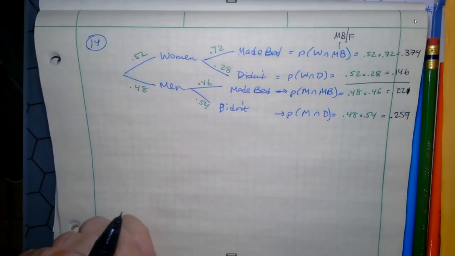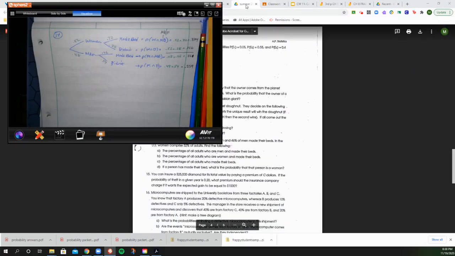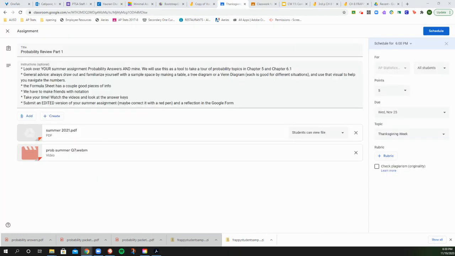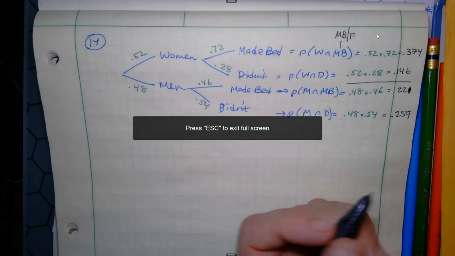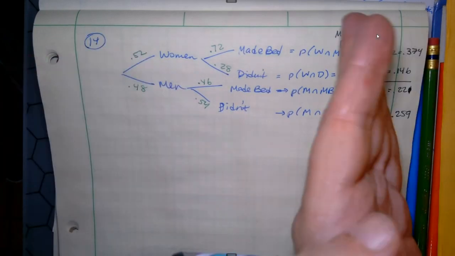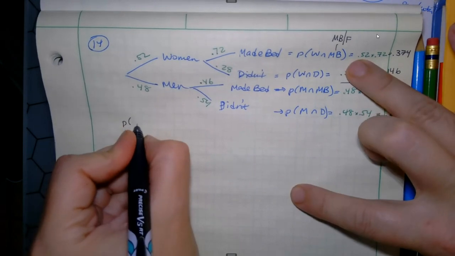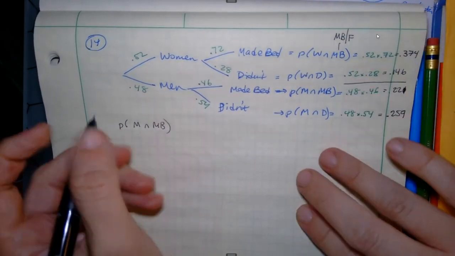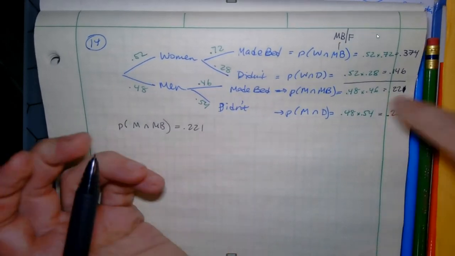Okay, so to answer the questions, the question says, find the following. The percentage of all adults who are men and make their beds. So I got all this already. The thing I love about organizing a sample space is once it's organized, you're ready to answer whatever question. It's going to take no time. So the chance of being male and making your bed, I have it. It's this way, 0.221, and I showed the work above.